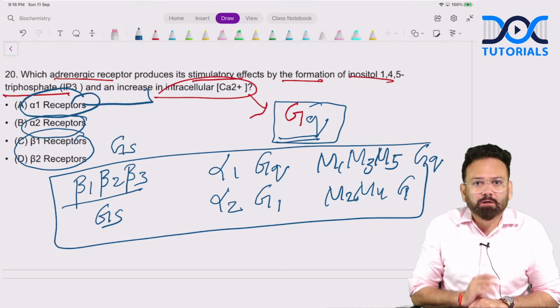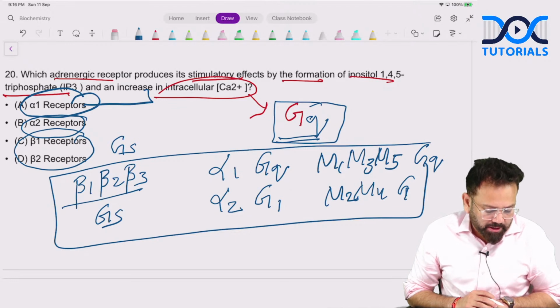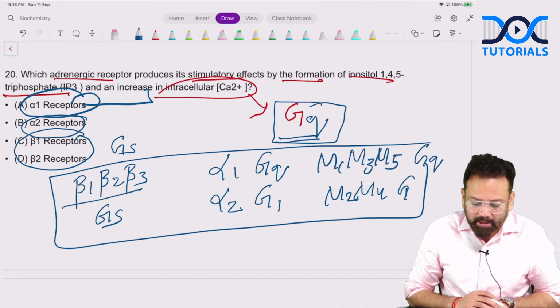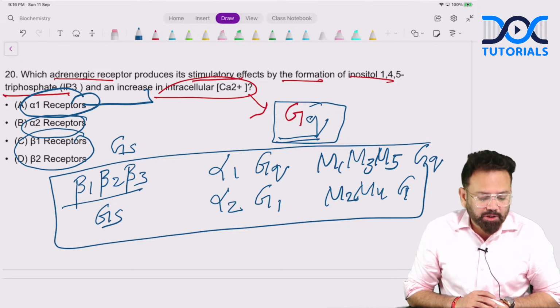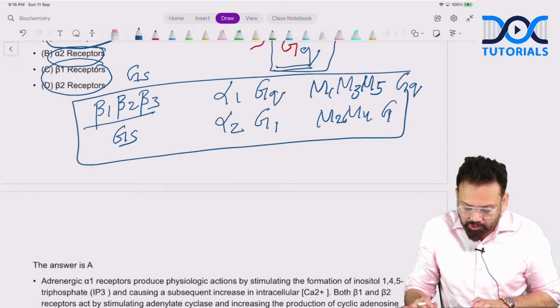So the answer is what? Yes, Piyush is correct. The answer is A. Vishesh is also correct. Many of you are correct. The answer is A, alpha 1 adrenergic receptor. Next question.